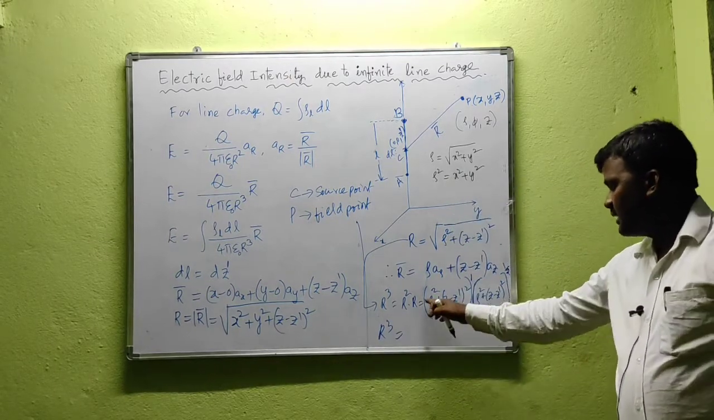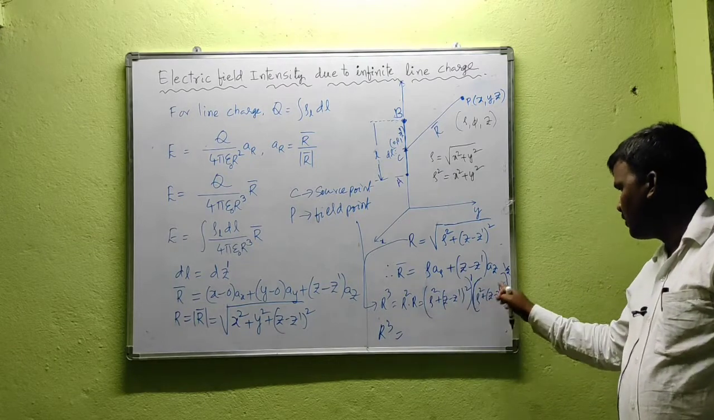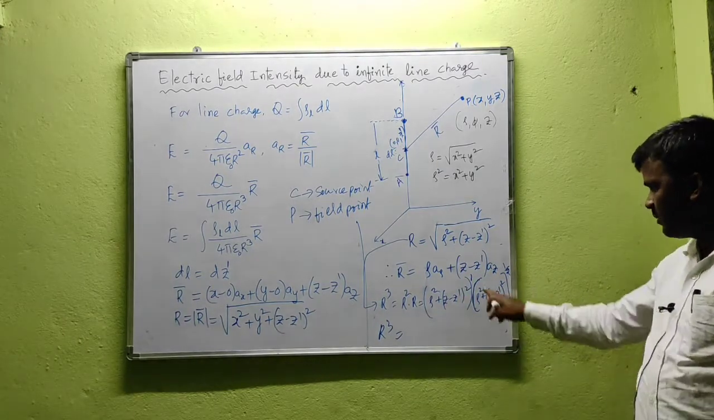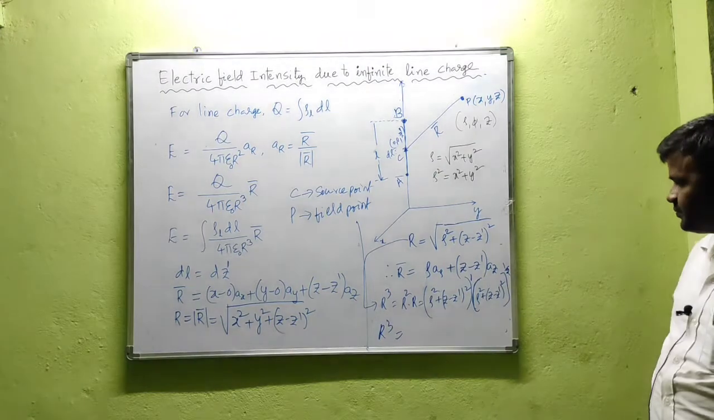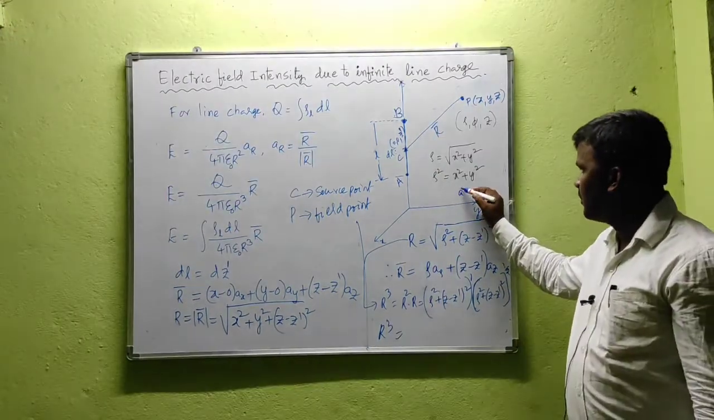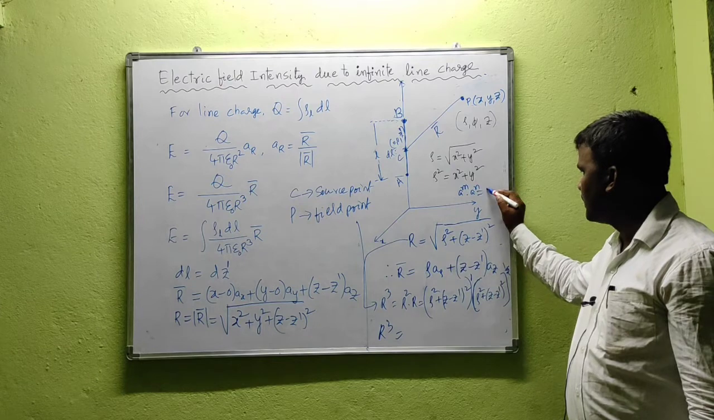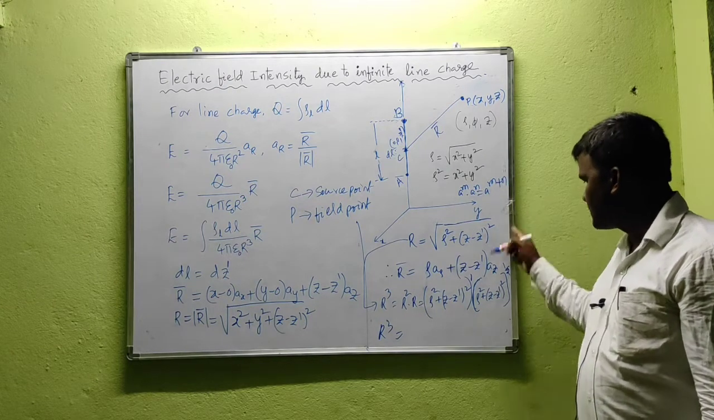Let us say it is a to the power m into a to the power n, which gives a to the power m plus n. Here m is 1 and n is 1 by 2. That is, a to the power m into a to the power n gives what? A to the power m plus n. In this case, what about a?